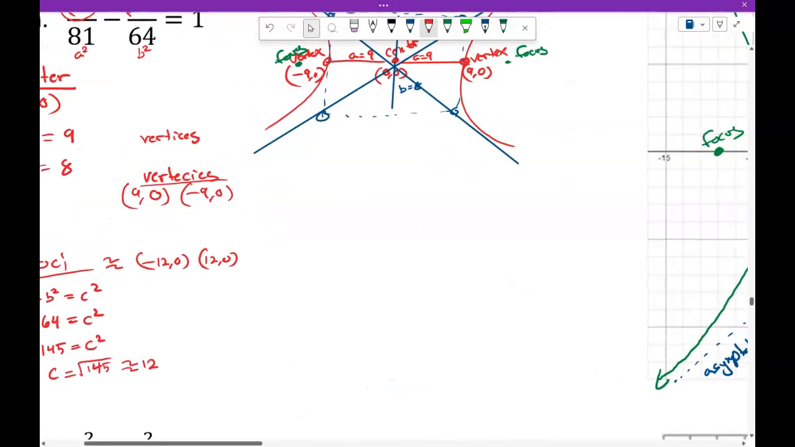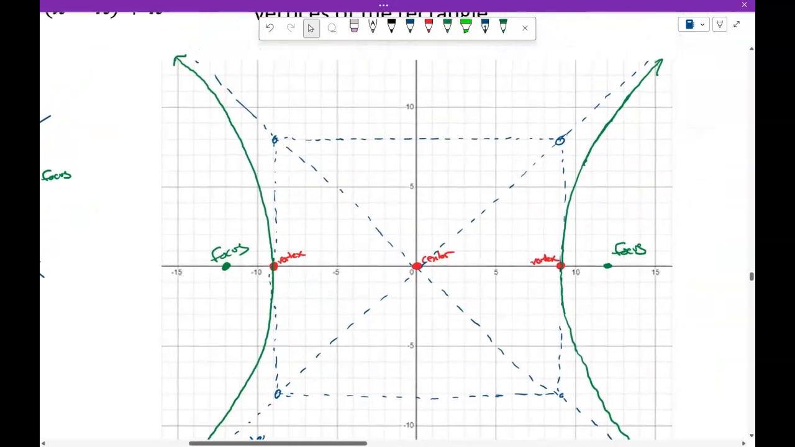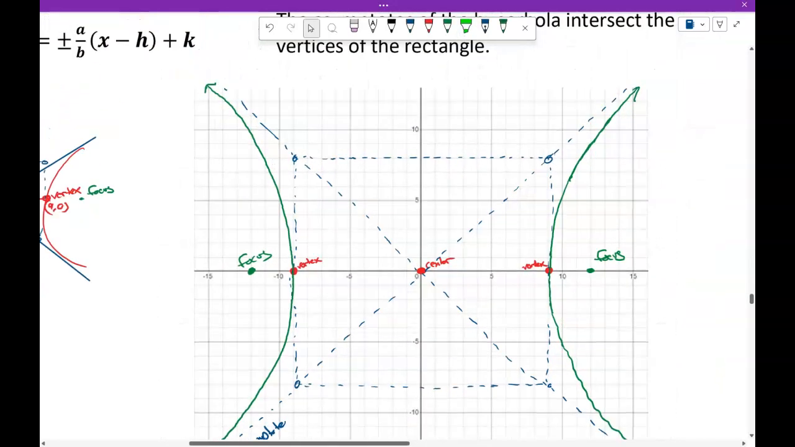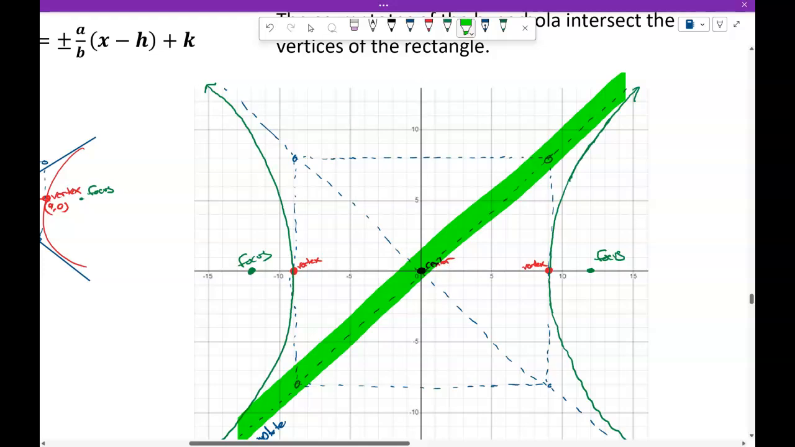And then if we want to talk about the asymptotes, then we want to consider our equations. We have a linear equation, but we need a slope. So we're going to think about the slope of this line. Considering this line that's going through here, we want to think about the rise over the run.